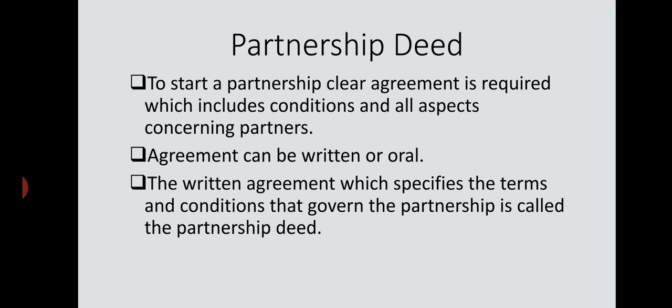So to start a partnership business, an agreement is a must. That agreement can be in writing or oral. But when the agreement is in writing, duly signed by all the partners and stamped according to the Stamp Act, we call it a partnership deed. We also call it a partnership agreement or articles of partnership. To avoid future misunderstandings, it is always advisable to have a written agreement instead of depending on an oral agreement.